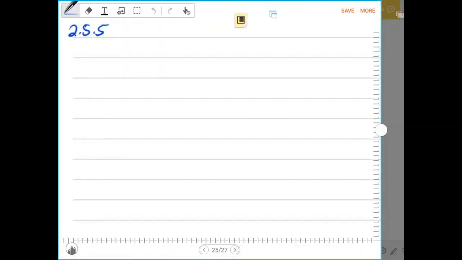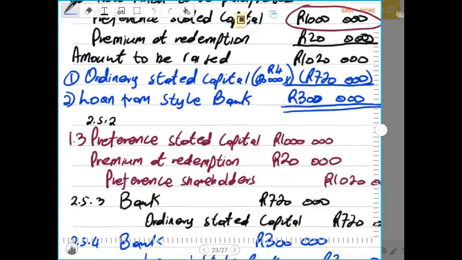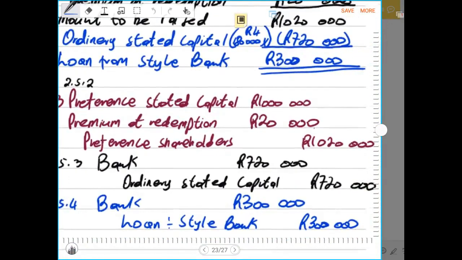Then we record the entry where we are making the payment. And to make the payment, obviously the bank will have to be credited. So let us first credit our bank, and the bank will be a total of 1,020,000. This is what we are paying. Then we cancel the liability, because we raised a liability previously, and that liability was preference shareholders, 1,020,000.